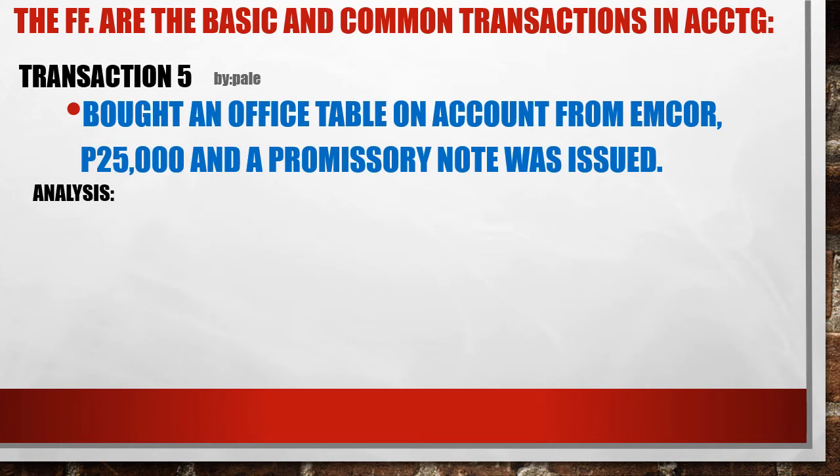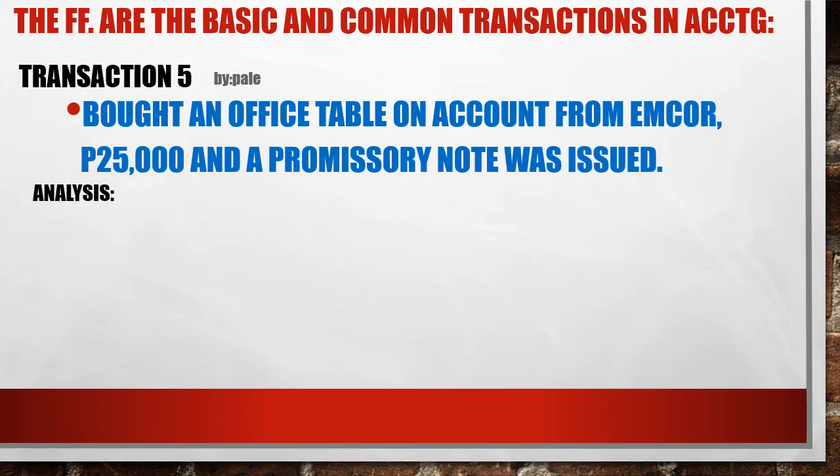Transaction 5. Bought an office table on account from MCOR, 25,000, and a promissory note was issued. So what is this? Is it a cash transaction or a credit transaction? So it's a credit transaction. Is it verbally done or is there a document given? So there's a document. So this is not an accounts payable but a notes payable.